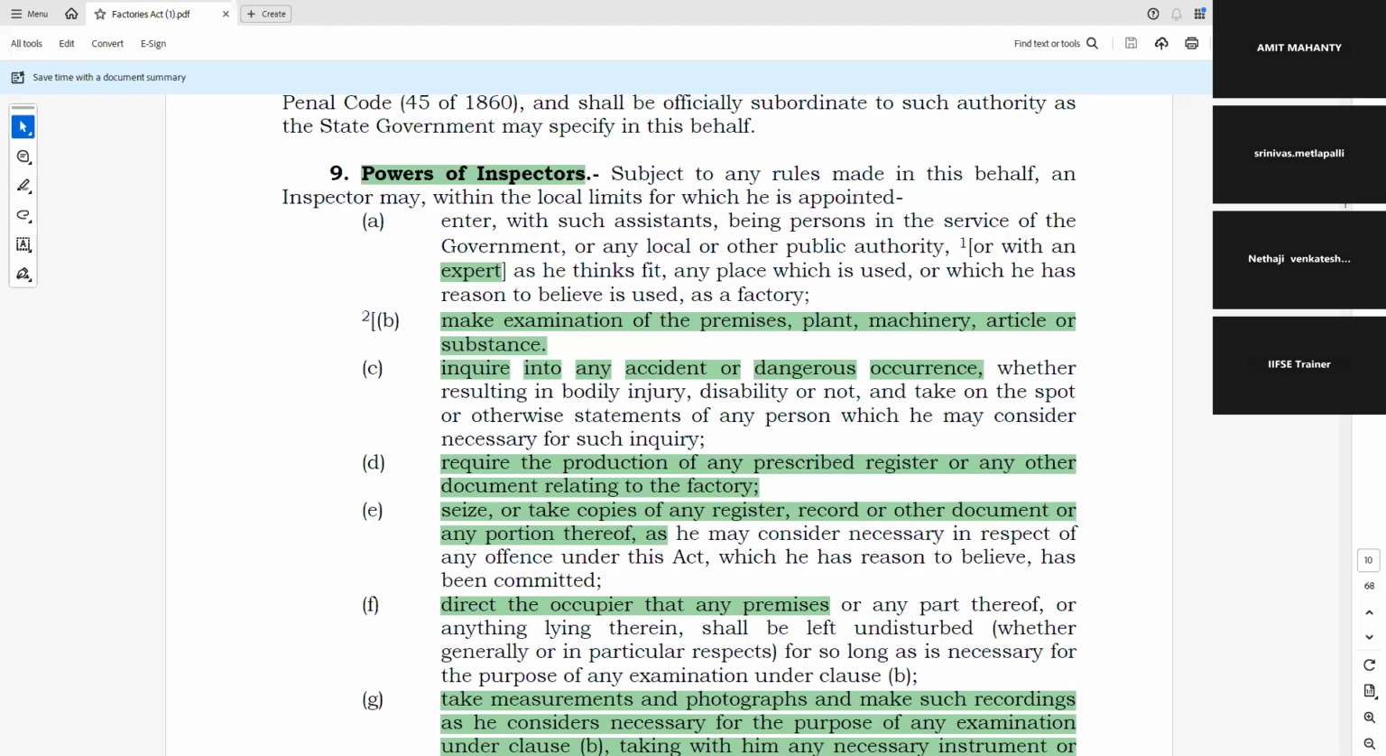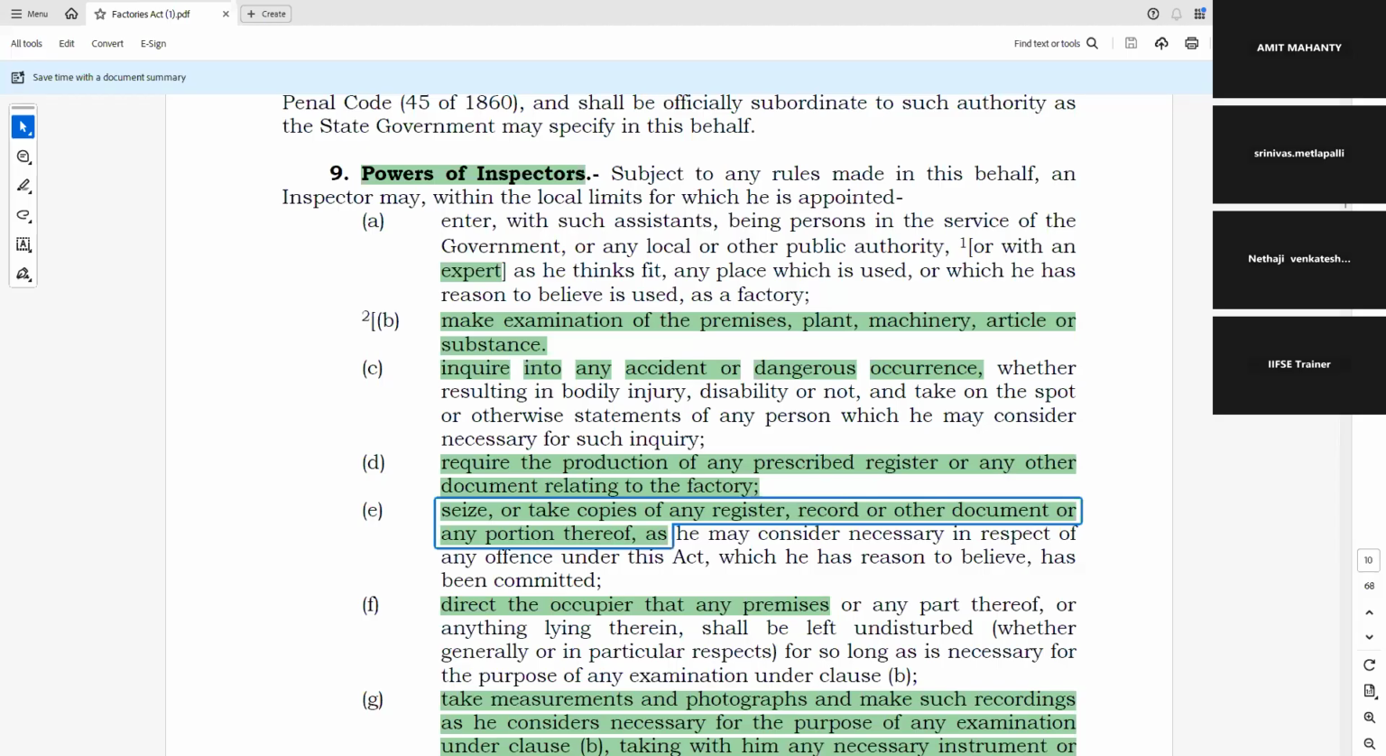Okay. Thanks. So when we talk about the powers of the inspectors, they have power to examine the plants, machineries, and also the substances. Also, they have power to inquire into any accidents or dangerous occurrences, and to require the production of any prescribed register or any other documentation related to the factory. In the sense, they have the right to ask for or see any document relating to the factory.